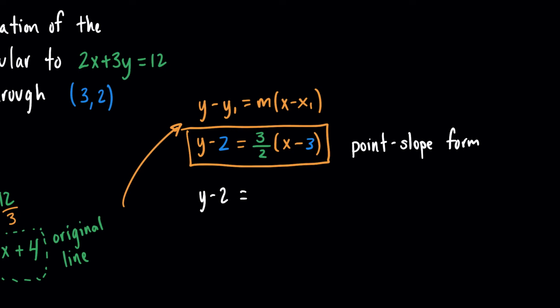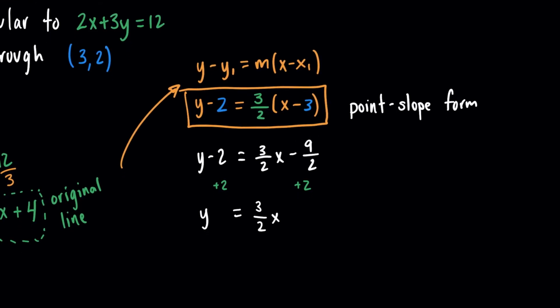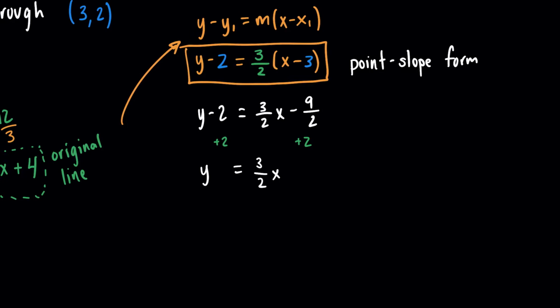Let's distribute that 3/2. So we're going to multiply the x and the minus 3 by the 3/2. So we're going to have 3/2 x, and then 3/2 times negative 3 is negative 9/2. And then we're just going to add 2 to both sides here. So add 2, add 2. This is y is equal to 3/2 x. And now we've got negative 9/2 plus 2.